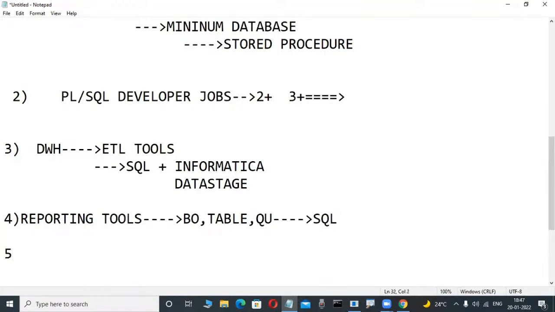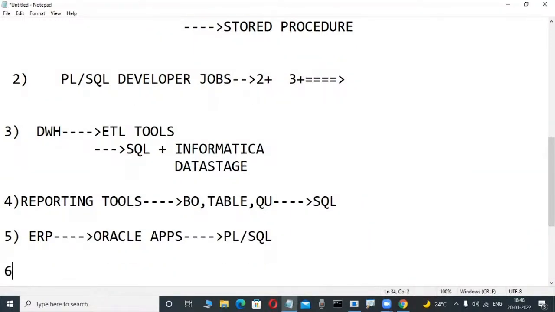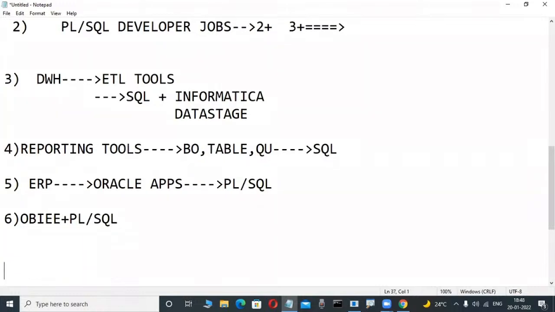Again, some programmers are interested in the ERP side. Oracle Apps is an ERP, same like SAP. Oracle Applications 11i is there. These persons need very good knowledge of PLSQL, so they also learn these courses. Again, OBI programmers are there. OBI is a product, and with it PLSQL jobs are there. Those persons also learn these courses. So these are different persons.